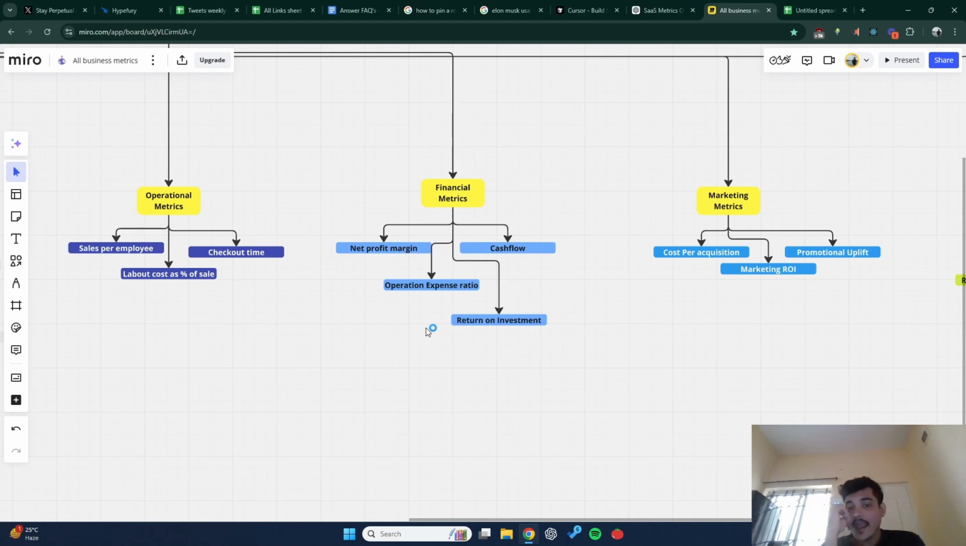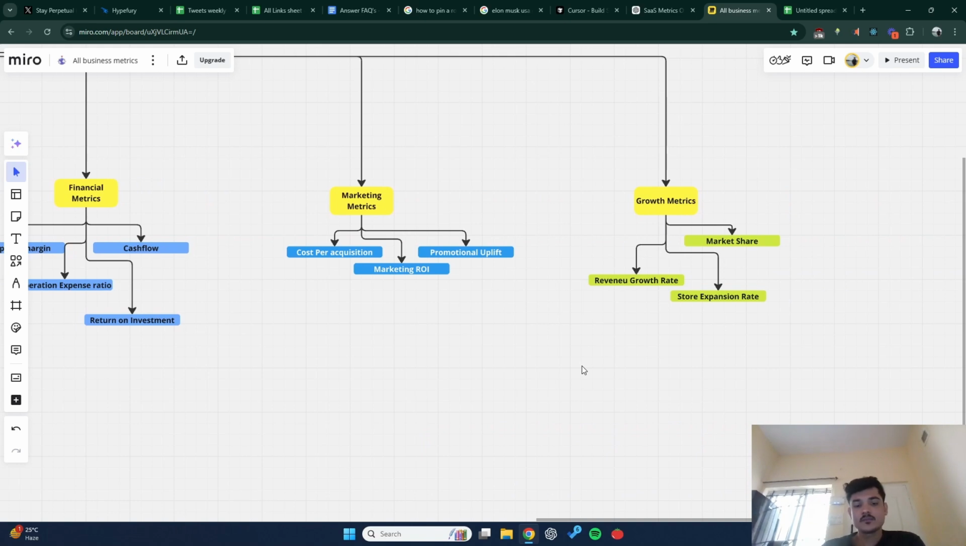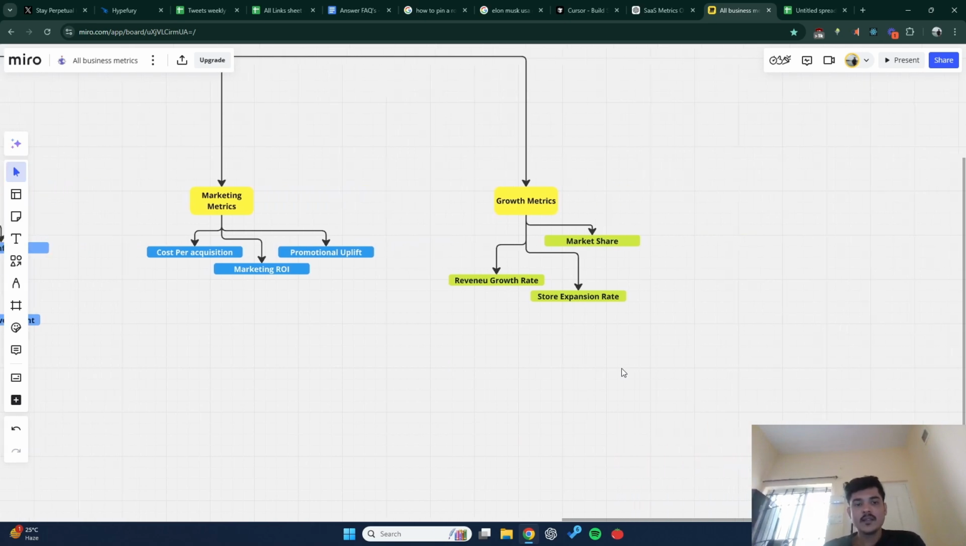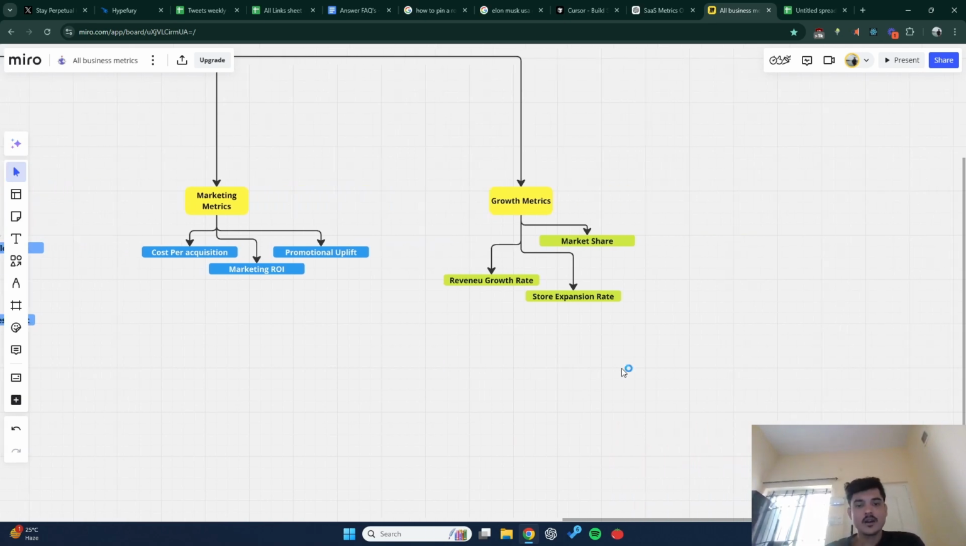Next is, cash is king, right? That's the lifeblood of the business. So cash flow is the metric that tells you if you have enough liquidity to keep your business running. You always need to check your cash flow. The best tool for cash flow is 13 weeks cash flow forecasting. You forecast for 13 weeks, you understand where the cash is getting depleted, and you try to beat the cash conversion cycle. All right. And then obviously marketing. I don't think I need to explain that. Cost per acquisition, promotional uplift, marketing ROI.